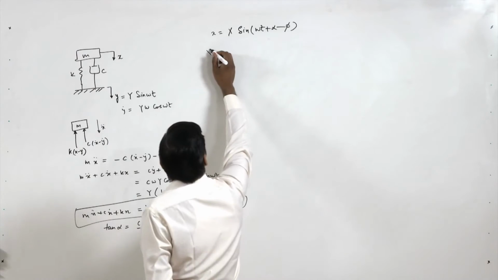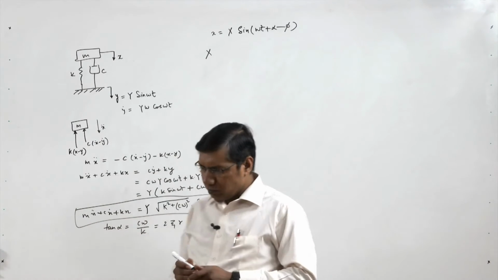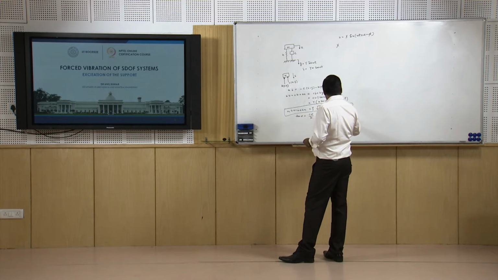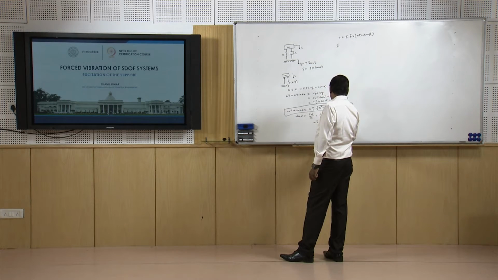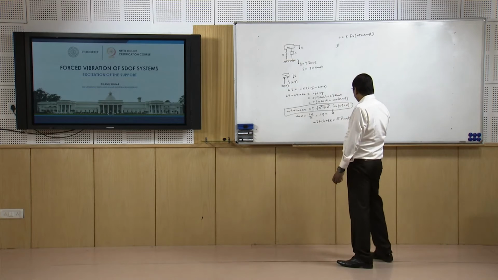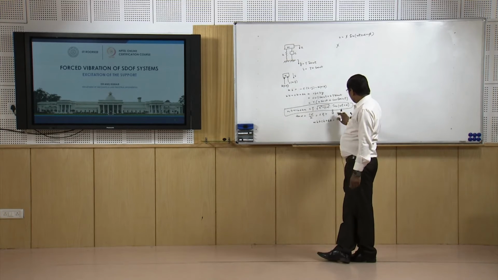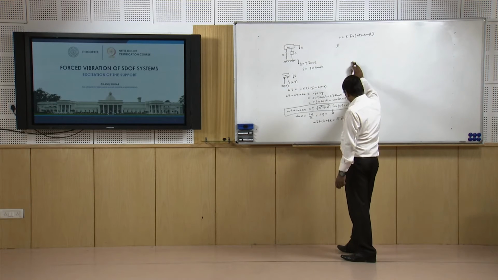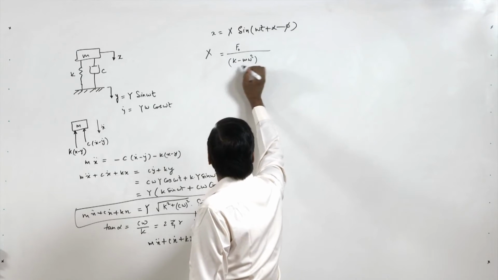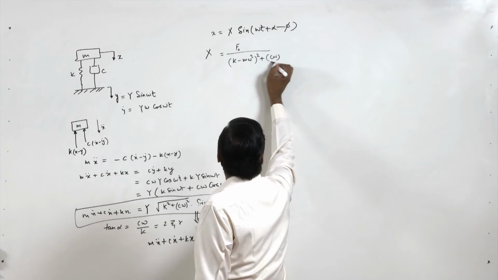So what will be the X? Again we will compare this equation with the equation m x double dot plus c x dot plus k x equal to F0 sin omega t. Here what we see is that in that case X equal to F0 upon the square root of (k minus m omega square) whole square plus (c omega) whole square.